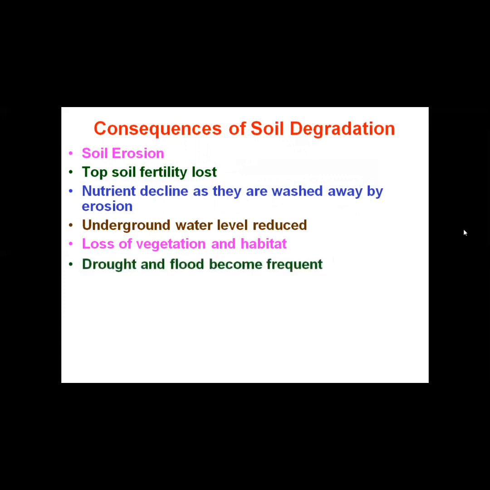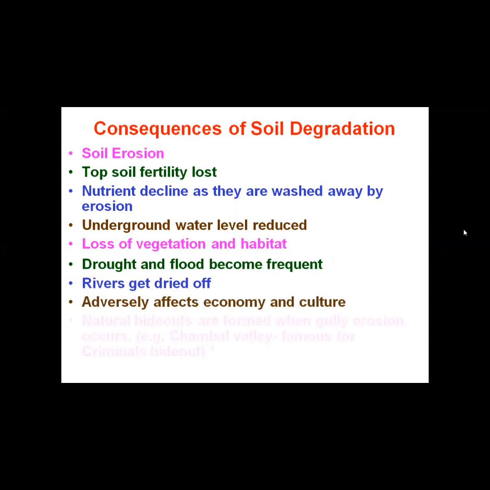Drought and flood become frequent. Recently we have seen how drought conditions as well as floods occur frequently, particularly also in Maharashtra. Rivers get dried off. As and when there is drought, these rivers are getting dried off. This adversely affects the economy and culture of society, of us human beings.